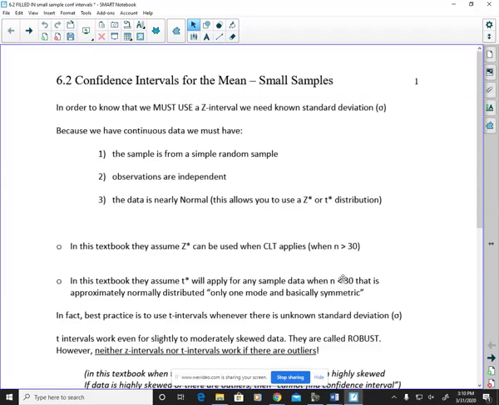Okay, second section of 6.2. This time we're doing confidence intervals for means, but this time with small samples according to the textbook.